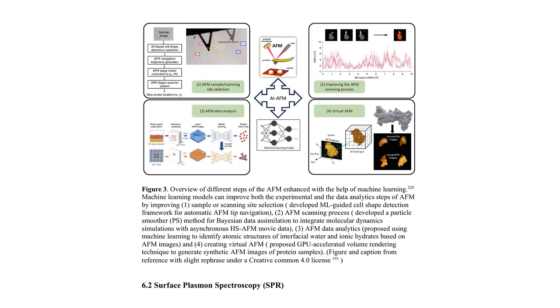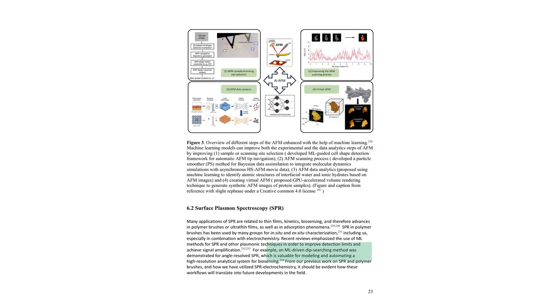For data analysis, which is often the most time-consuming part, deep learning can be used to automatically recognize and measure features in an image, such as the size of domains in a polymer blend. Researchers are even using AI to create a virtual AFM, generating synthetic AFM images from molecular structures, which can be used to train other models. This enhancement applies to other techniques as well.